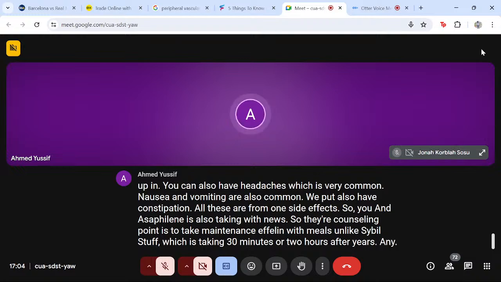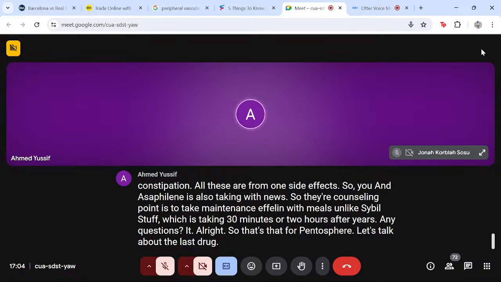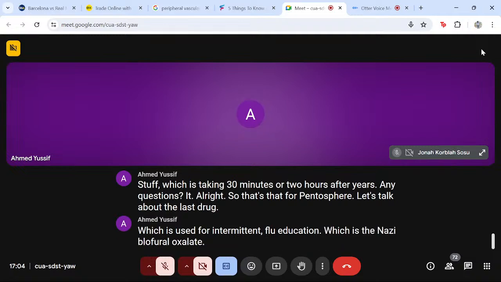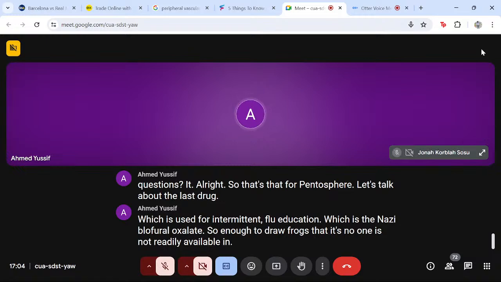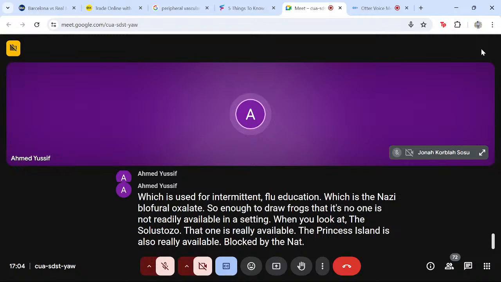Any questions? All right. So that's that for pentoxifylline. Let's talk about the last drug, which is used for intermittent claudication, which is the naftidrofuryl oxalate. So naftidrofuryl oxalate, that one is not readily available in our setting. When you look at the cilostazol, that one is readily available. The pentoxifylline is also readily available, but the naftidrofuryl is not readily available.